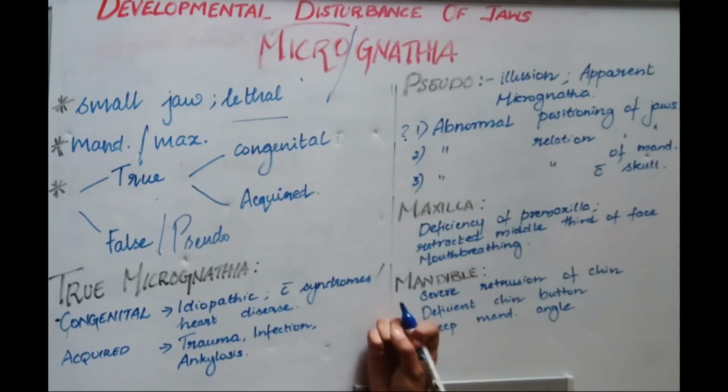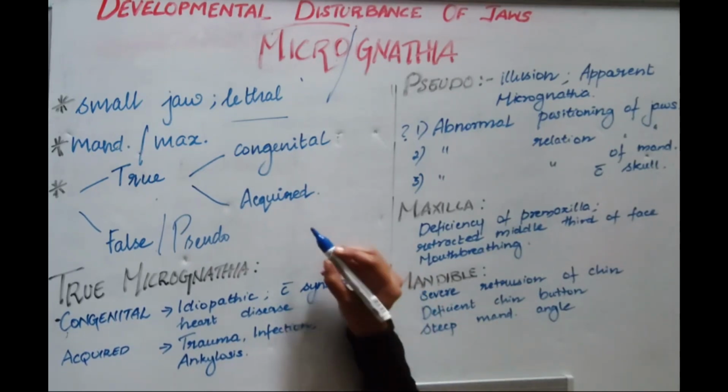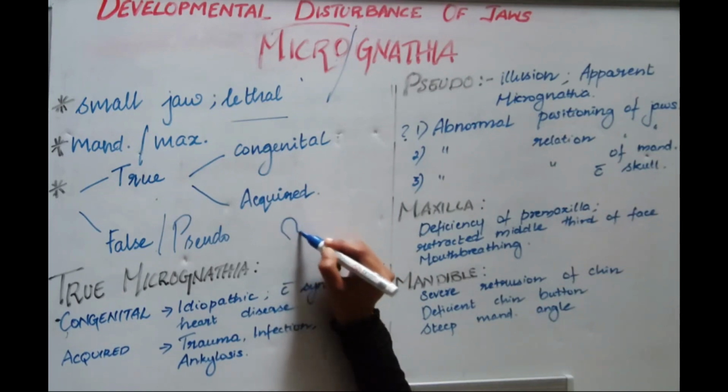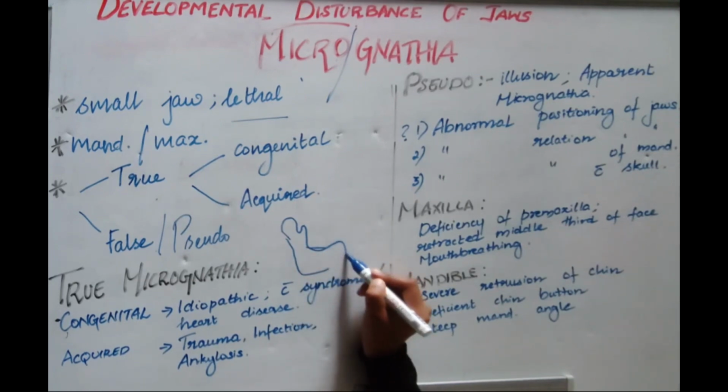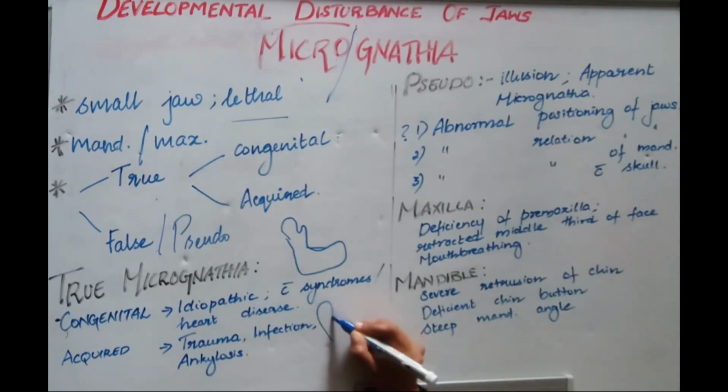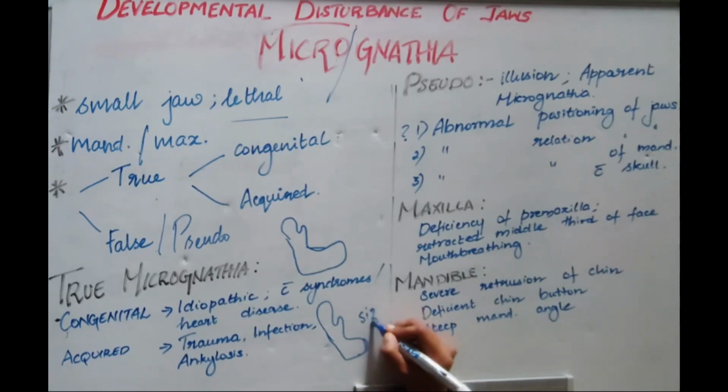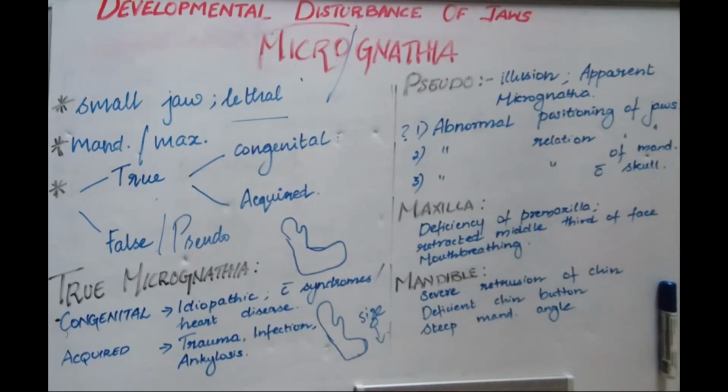So, what is true micrognathia? For example, if there is micrognathia of mandible, imagine this is the normal mandible. In true micrognathia, you can see the mandible size will be small. The size of the mandible will be affected, smaller than the normal size. Anatomically, the size is affected. This can be for both maxilla and mandible.